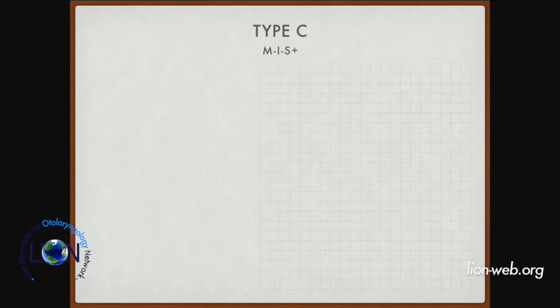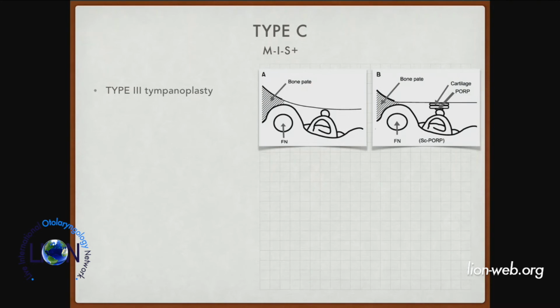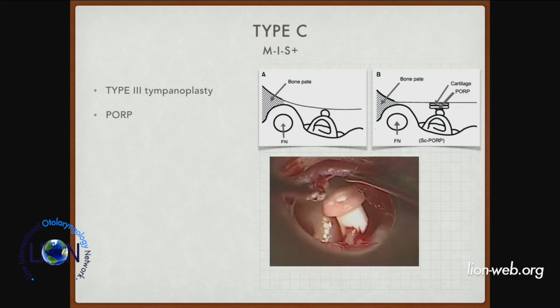Not probably, you have to think about amputating it. Type C, now it becomes a little bit simpler. It's where the malleus is absent, incus is absent, the stapes superstructure is present. You can go to a classic type 3 tympanoplasty with or without cartilage, or probably the go-to answer right now is using a partial prosthesis.